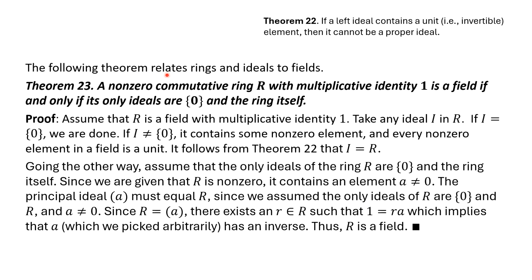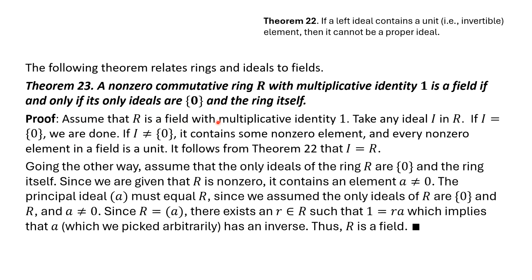The following theorem relates rings and ideals to fields. A non-zero commutative ring R with multiplicative identity 1 is a field if and only if its only ideals are 0 and the ring itself.